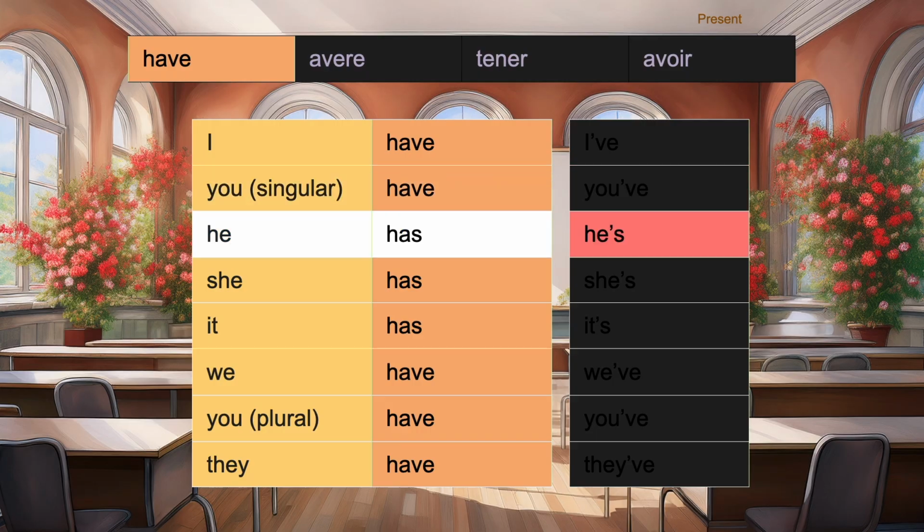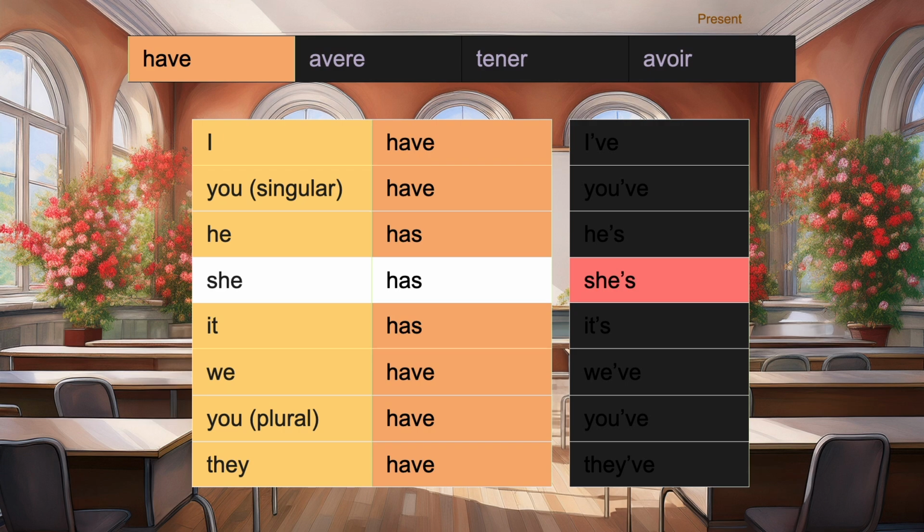Okay, so he has, the contraction is going to be the same as he is. So you combine the two words and say he's.